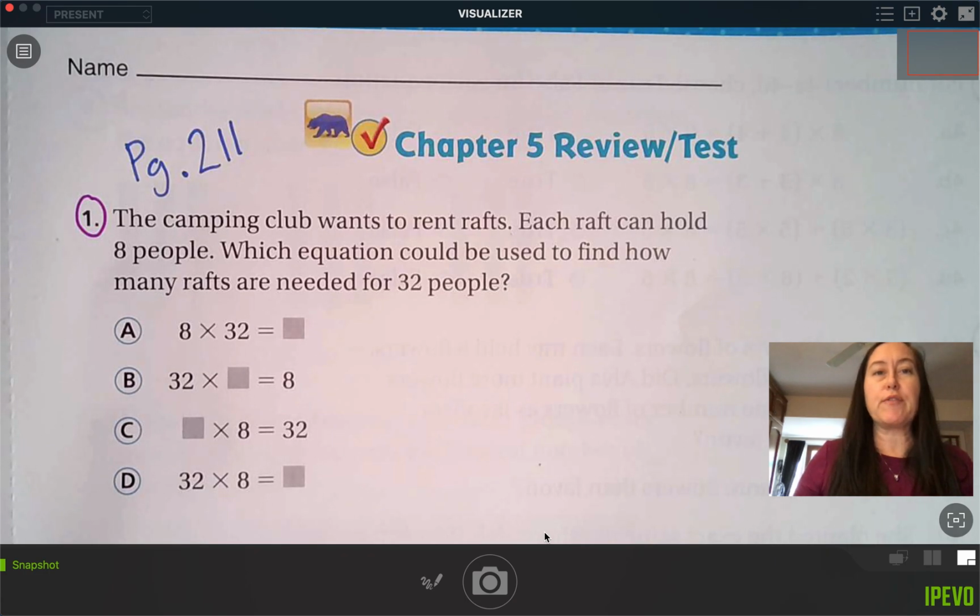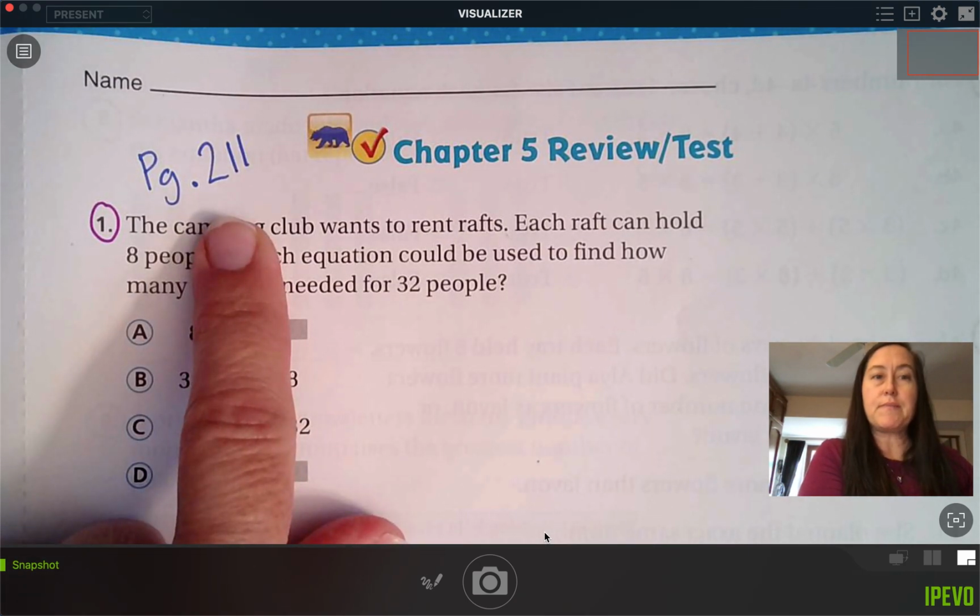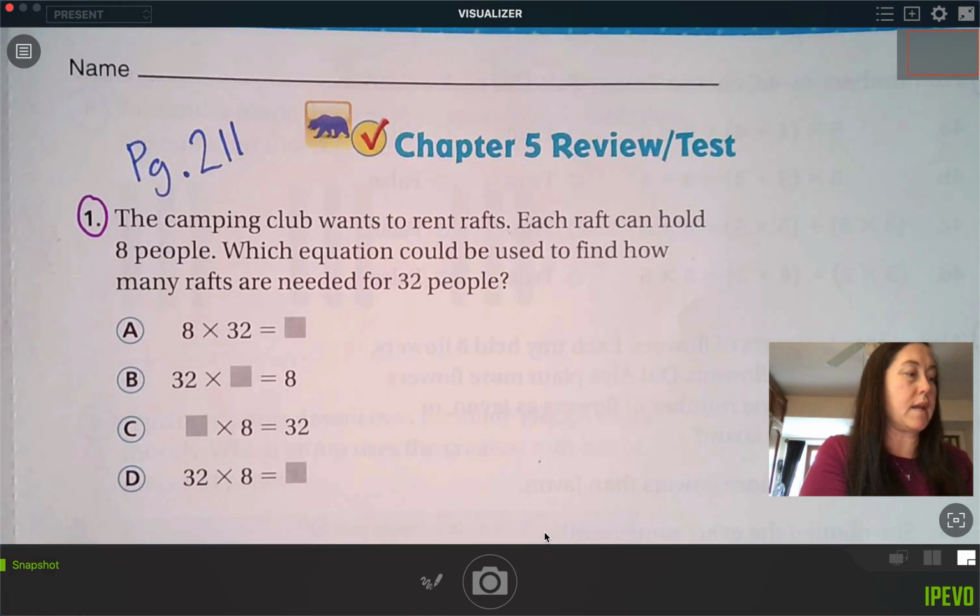There is also a Flipgrid for you to show us rolling your numbers, and the video links for all those to practice, if you'd like to practice ahead of time, are in the Flipgrid link as well in the assignment. So here we go. Turn to page 211. We are starting with number 1.